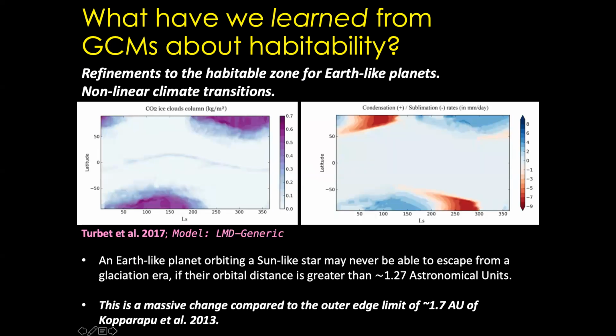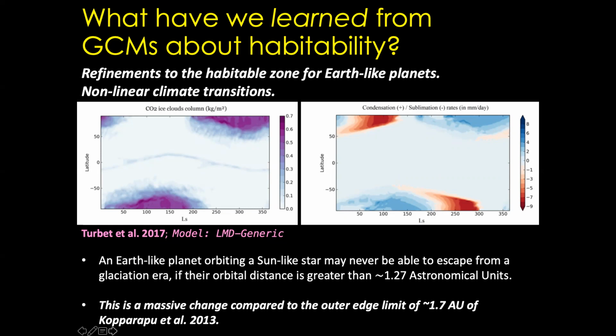Here, we show results from Turbet et al. 2017 with the LMD generic model, exploring the CO2 condensation limit at the outer edge of the habitable zone. So in the plots, time is the bottom axis in terms of solar longitude, and you see regions where CO2 ice clouds are condensing in the sky, and also regions where you have surface condensation of CO2 and surface sublimation of CO2.